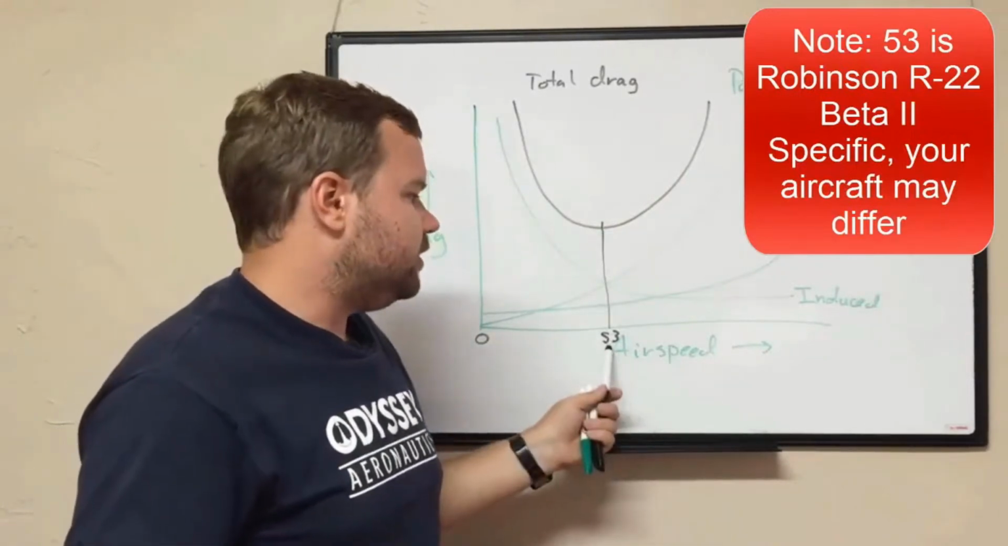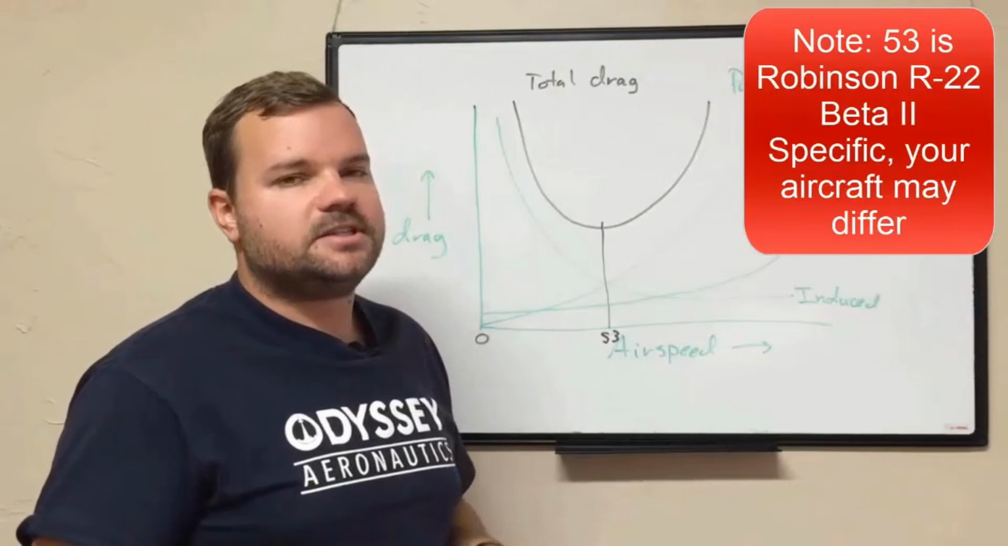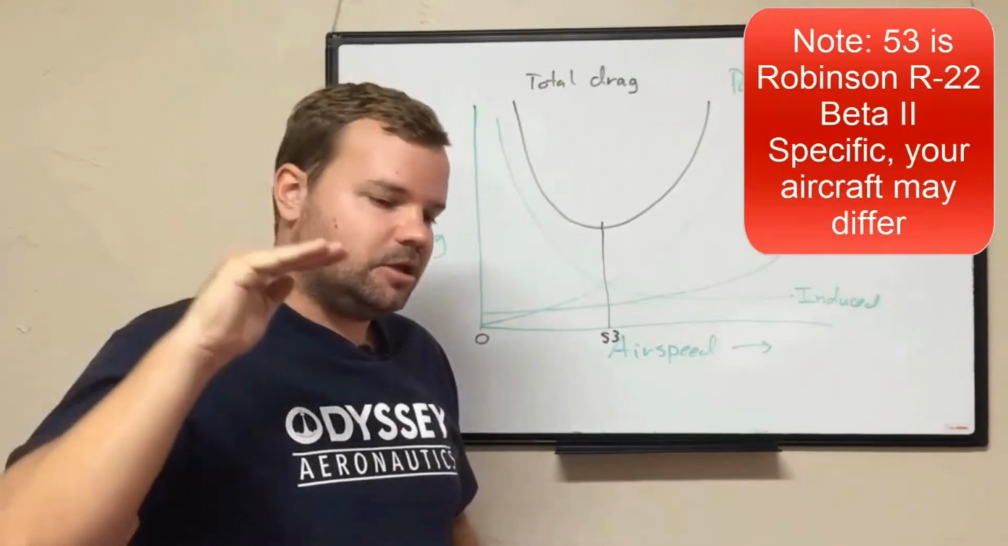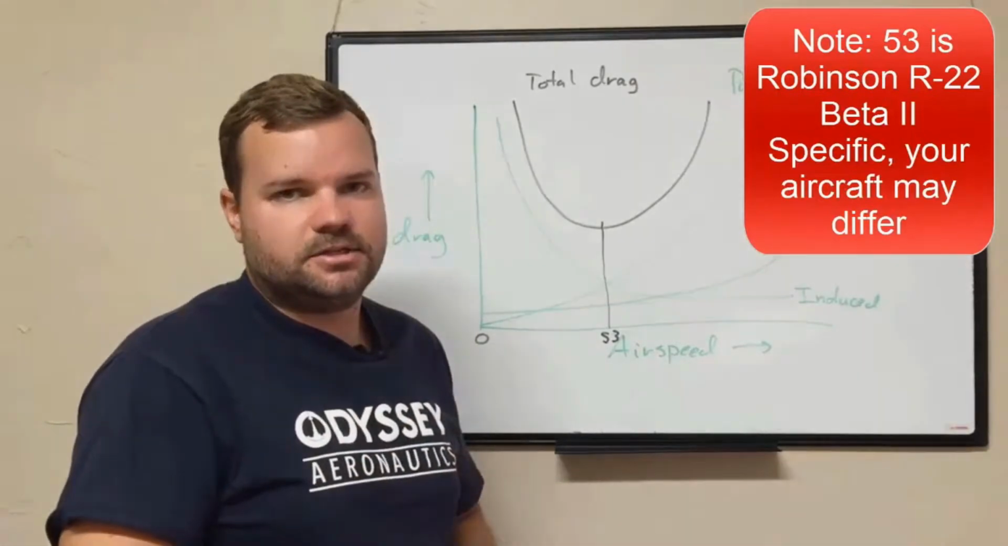Another note that 53 knots is also our least rate of descent in an autorotation. So if you enter an auto and you slow it to 53 knots, that is the slowest descent rate you will have in an autorotation.